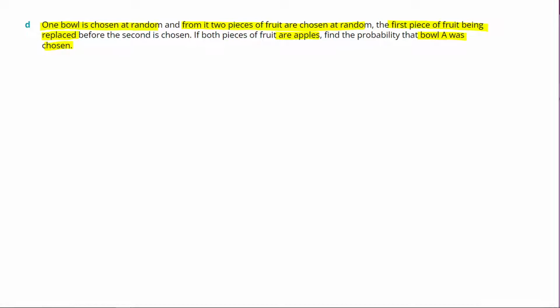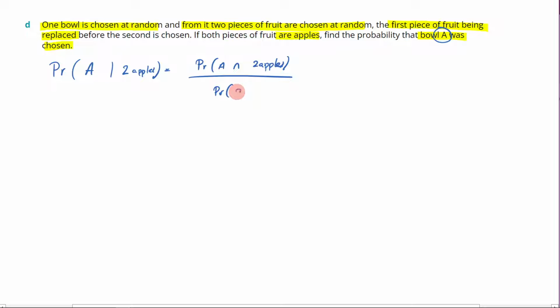So just as we saw in part C, this is also a conditional probability question in which we know that it's given that two apples. So that's what we know. And we're trying to figure out the probability of A. So that means we're going the probability of A intersection two apples over the probability of two apples. That's what we're doing, people.